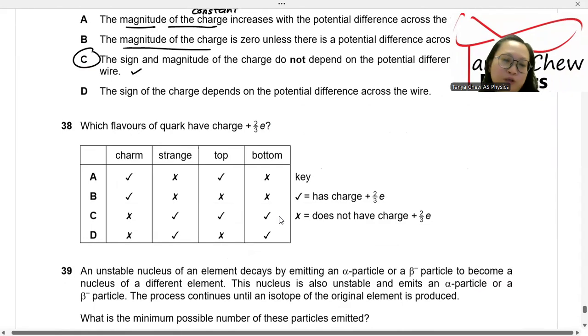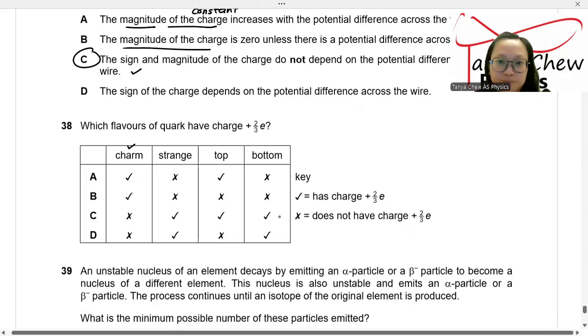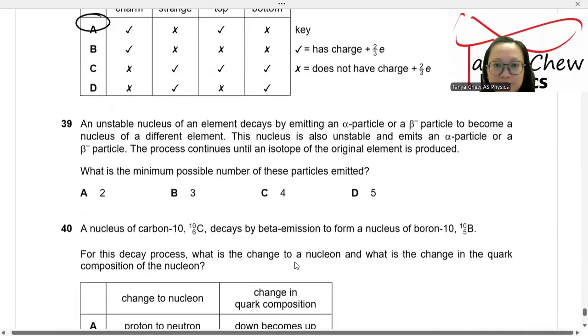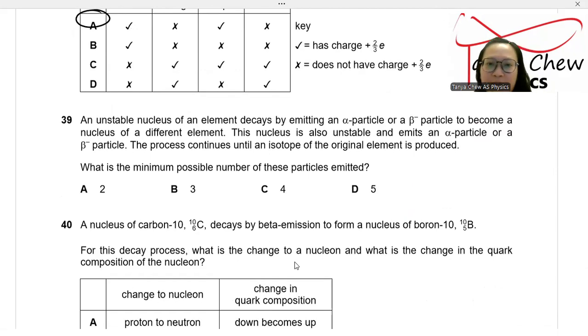Number 38, which flavors of quark have charge positive 2 over 3e? Remember, positive 2 over 3e, charm, yes. Strange, negative 1 over 3e. Top, yes, positive 2 over 3e. Bottom, negative 1 over 3e. So the answer is A. Just about memorization, yeah?